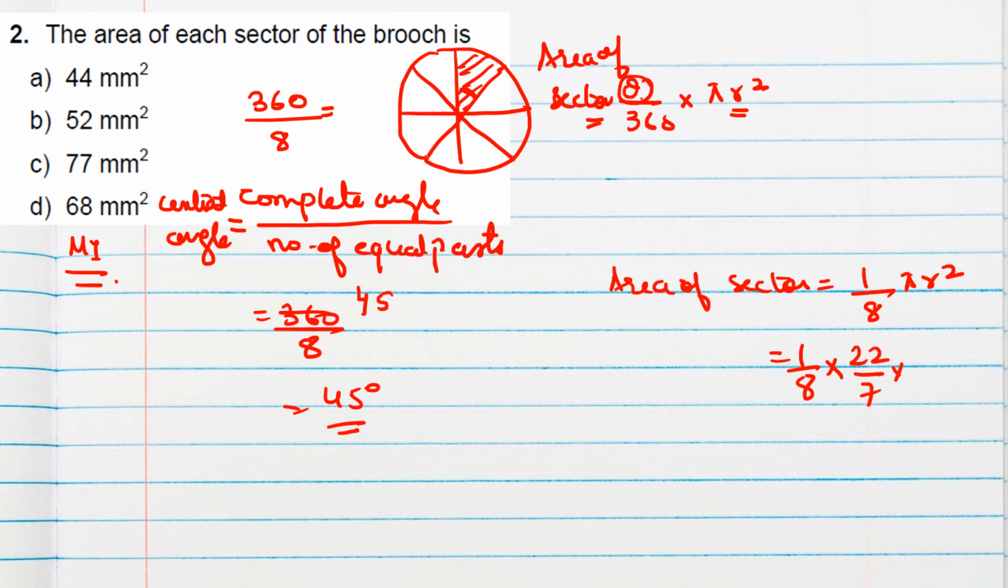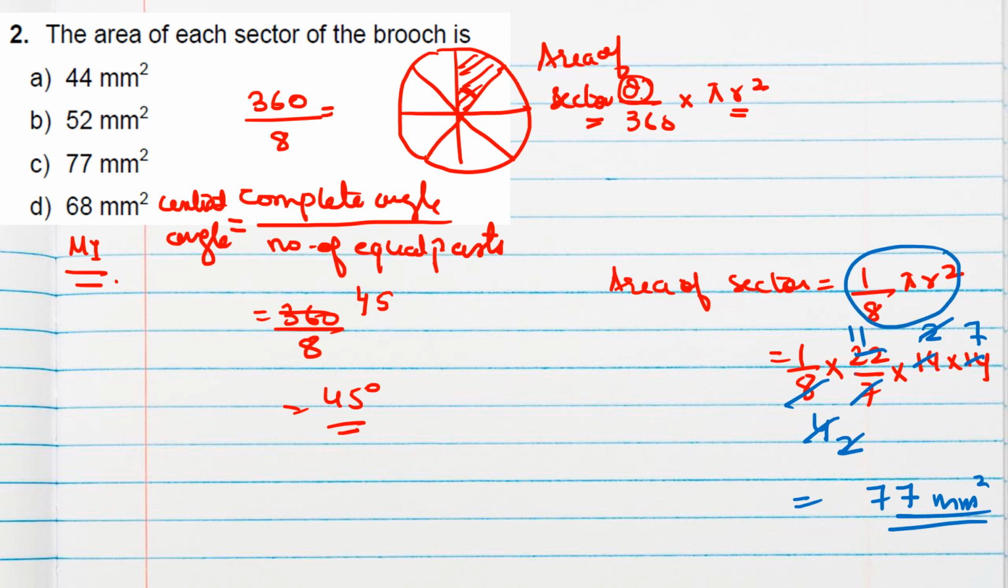So you can find it by using this formula, 22 by 7, r is 14 into 14. Cancellation if we do here, 7 2s are 14, 2 4s are 8. Here also we can cancel, and 2 11s are 22. So 11 into 7 will remain, which gives answer as 77 millimeter square. So this formula can be used.